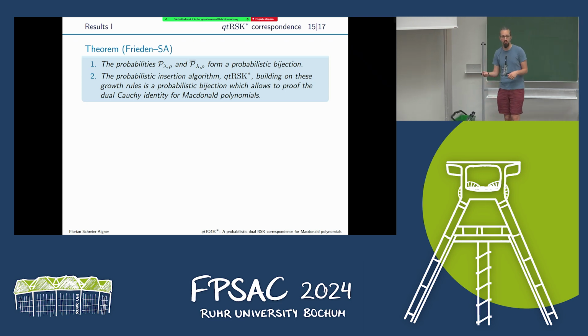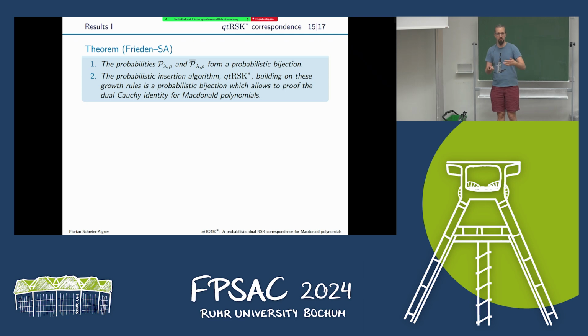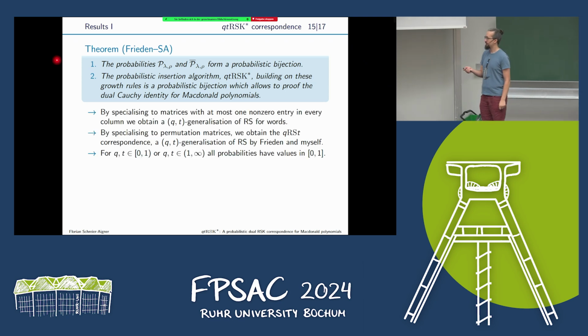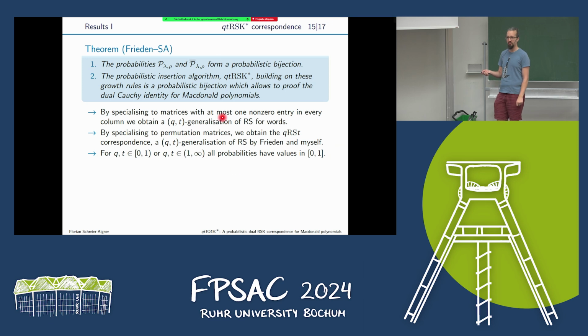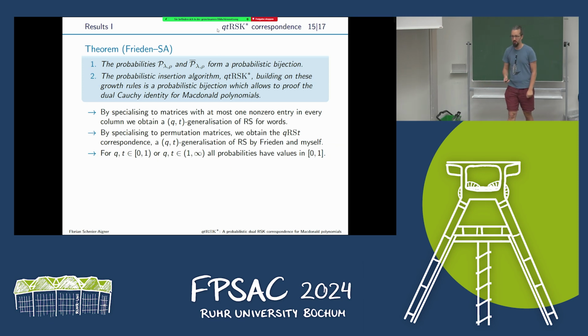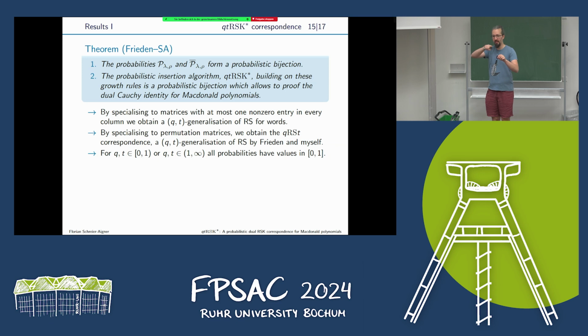In particular, something we looked at is to specialize on the one side the input, like we would start with any 0-1 matrices on the one side, and on the other side specialize this Q and T. And for specializing the input, first, if you specialize to matrices with at most one non-zero entry in each column, this corresponds to words with letters 1 to n. Then what we obtain is really a Qt generalization of the Robinson-Schensted correspondence for words. So this is the common kind of playground between the dual Cauchy identity and the Cauchy identity. So we actually get a correspondence in this setting.